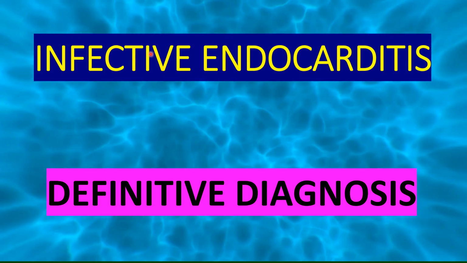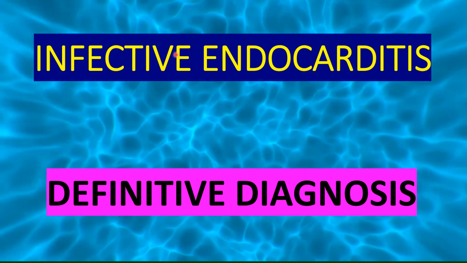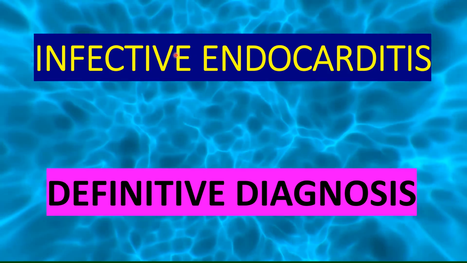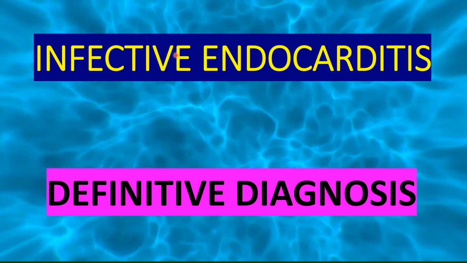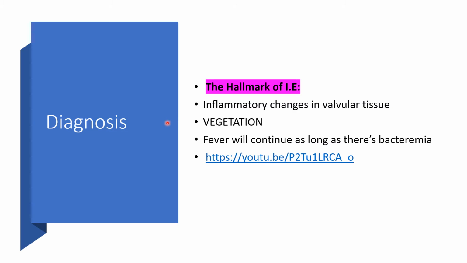This is just to let you know that making a definitive diagnosis of infective endocarditis is possible, though it might be a little bit difficult, but it is achievable. The hallmark of infective endocarditis will be inflammatory changes in the valvular tissue at the site of attachment of vegetation. The full definition of vegetation could be found here if you click on this variant. Fever will also continue as long as there is bacteremia.